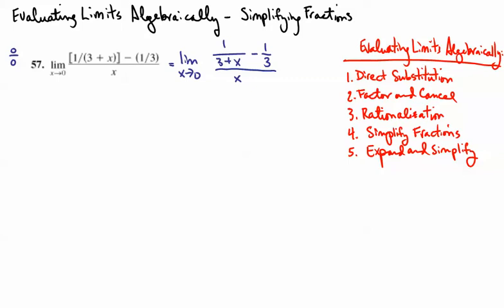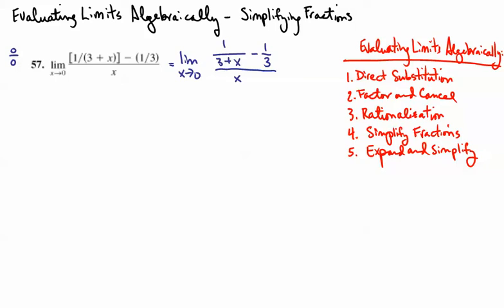And I think they just print it horizontally in the numerator because it saves space in a printed book. But we have limit as x approaches 0 of 1 over 3 plus x minus 1 over 3 all over x. And again, the fact that we have a complex fraction here leads me to think of simplifying fractions. The easiest way here for me to simplify this fraction is just to multiply the numerator and denominator by the least common denominator in the numerator.